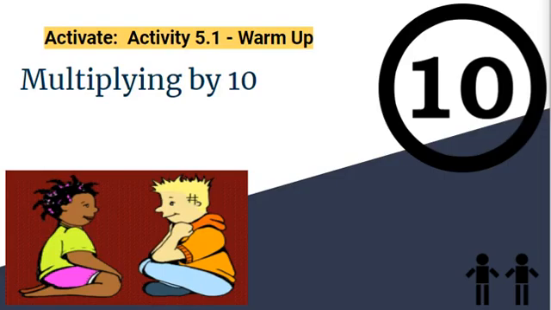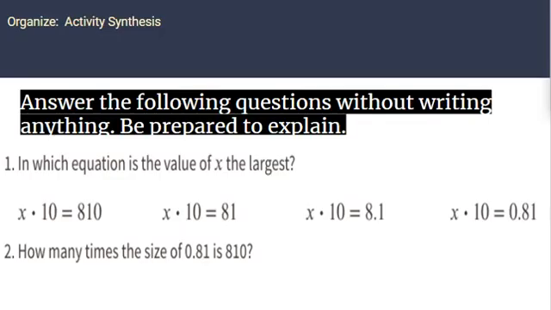All right, let's do some multiplying by 10 real fast here. Which of these equations has the largest number in x? Well, it's going to be this one, isn't it? Because the way we know that is whatever goes here, you multiply by 10, gives us our product. Well, the reason why this has to be the largest is that if we just look at the products, we can see that this has 810, so this has to be the largest one.